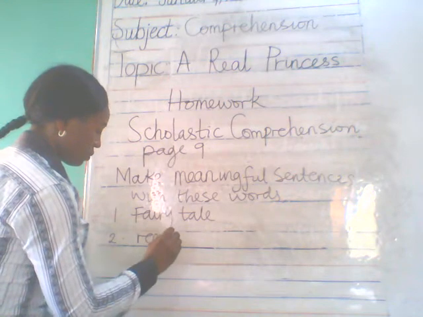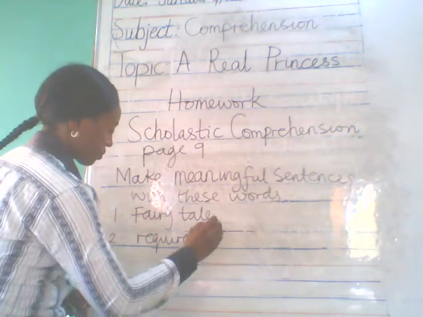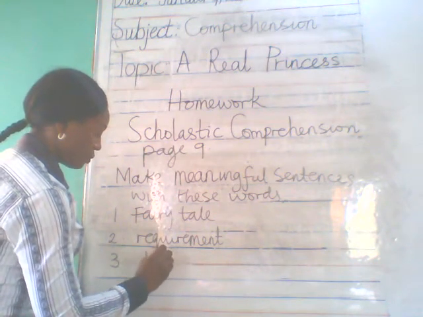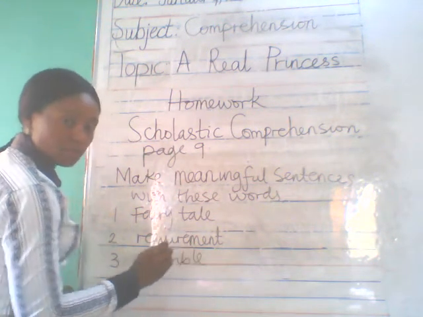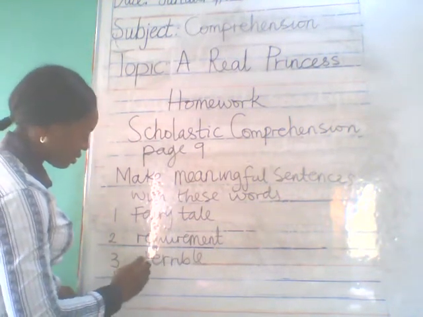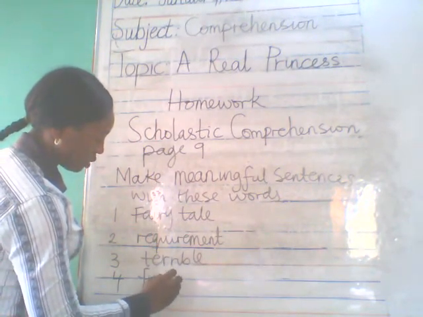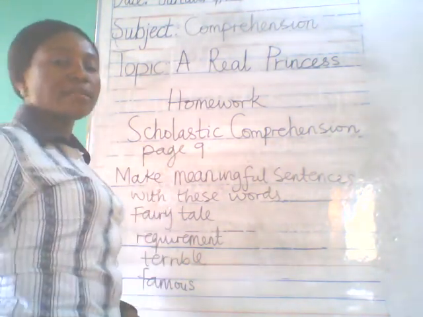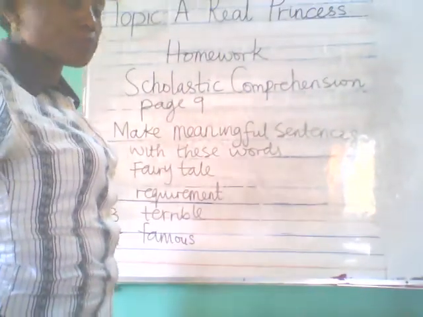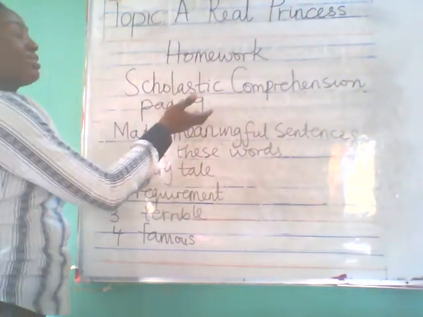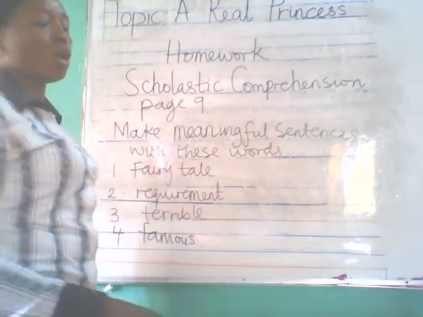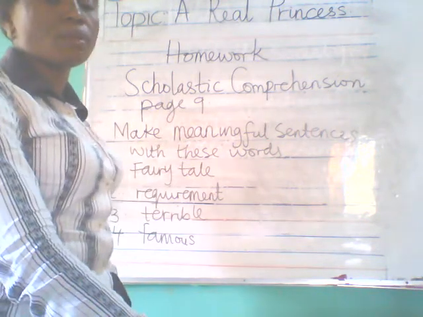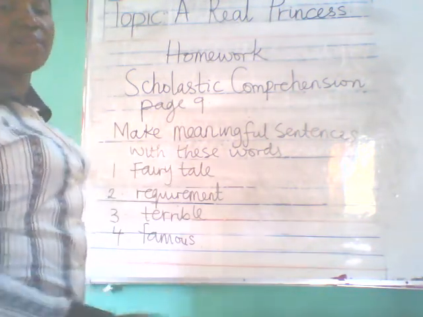Requirement. Terrible. Then the last one is famous. What did I say? Famous. You are going to do this in the exercise book. Then for the Scholastic Comprehension, you do it in your textbook and post it on the platform. I'll be looking forward to having this.